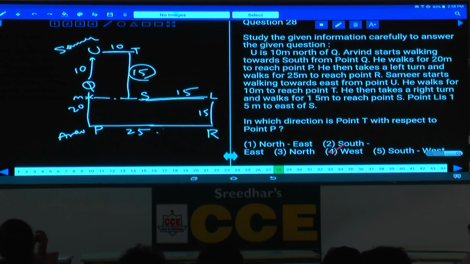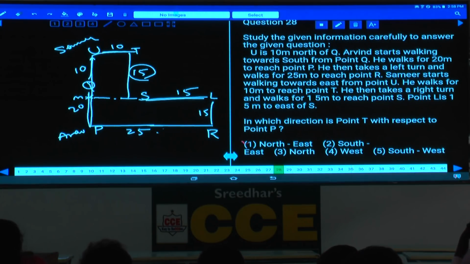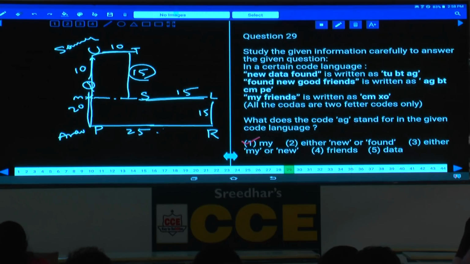27, choice 5. 28: In which direction is point T with respect to point P? T is in which direction with respect to P here? Now this is north and this is east. Northeast, choice 1. 28, choice 1, northeast. And this is about question numbers 26 to 28. Three questions based on what? Based on directions.